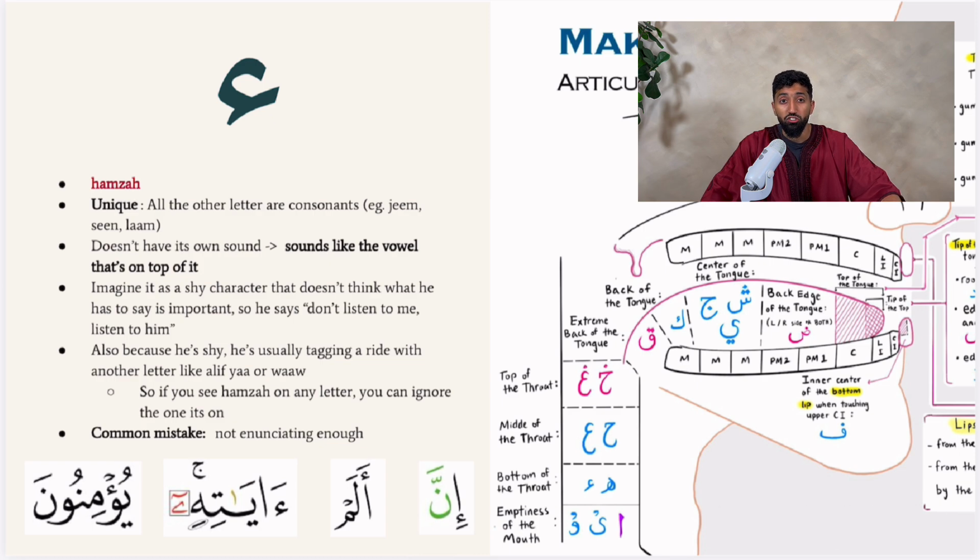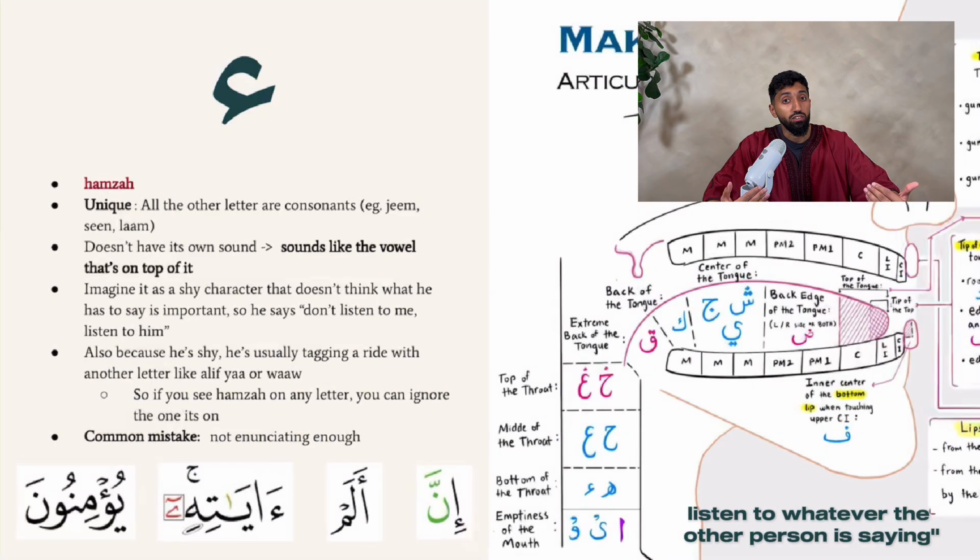So jim makes a j sound, sheen makes a sh sound, lam makes a l sound, but hamza doesn't necessarily make its own sound. I like to think of it as not having its own sound and just using the sound of the vowel on top. Because it's so unique, I kind of think of it as its own character. Let's say Hamza, because it's a very common name, is a shy guy, and he says, don't listen to what I have to say, listen to whatever the other person is saying.